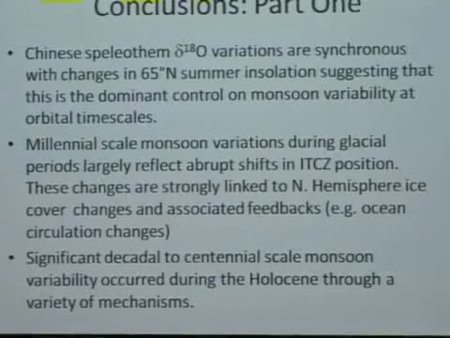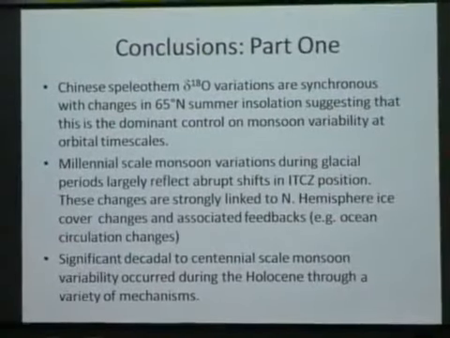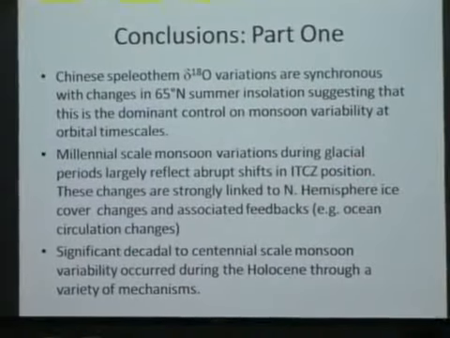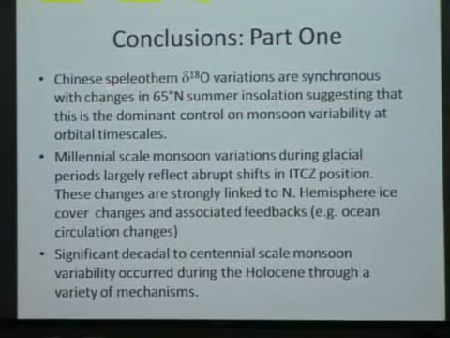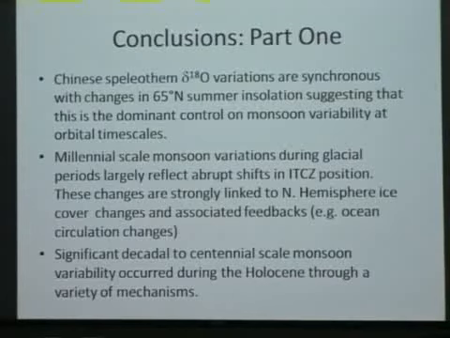Okay, so to end this first part, and I'll just show you a little bit from the second part, the Chinese speleothem delta 18 variations are synchronous with changes in northern hemisphere summer insolation, suggesting that this is the dominant control on these sort of orbital timescales, but that millennial scale monsoon variations largely reflect abrupt shifts in ITCZ position, which might be linked to sea ice and associated northern hemisphere ice cover and associated feedbacks like ocean circulation changes.